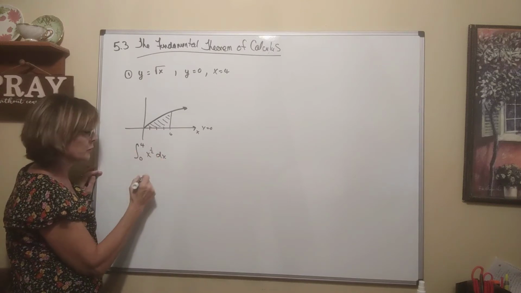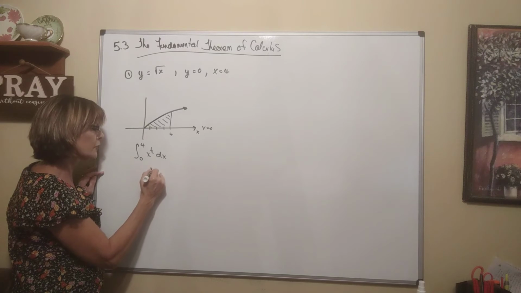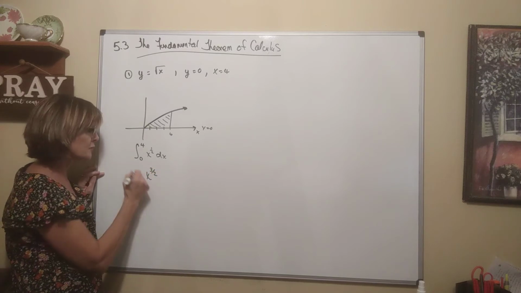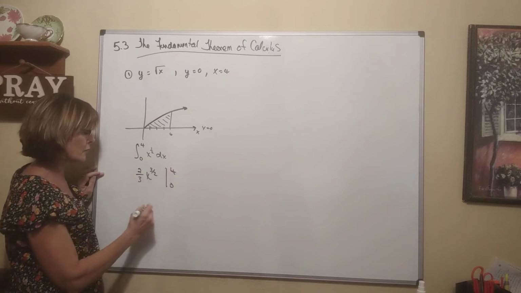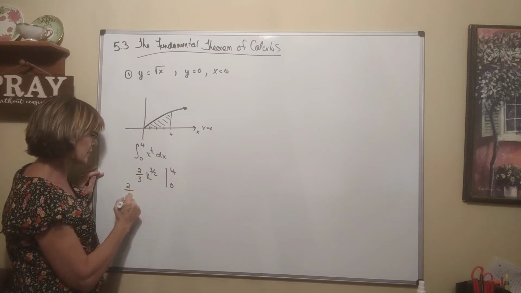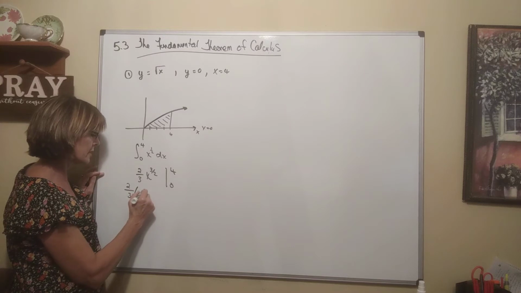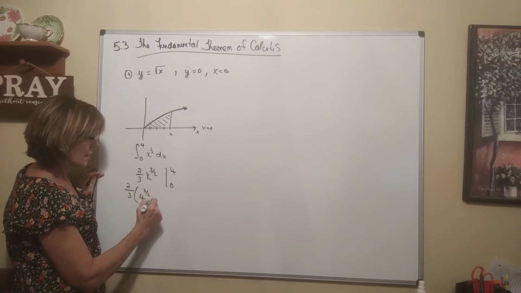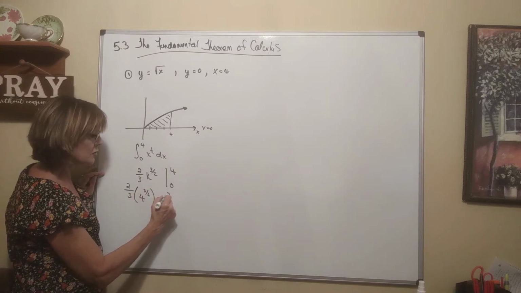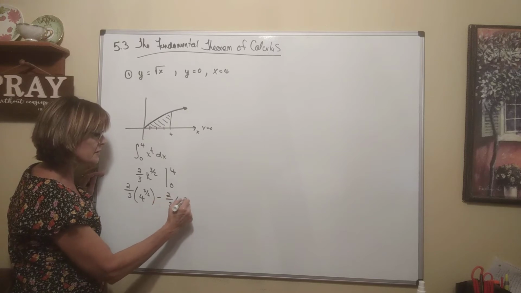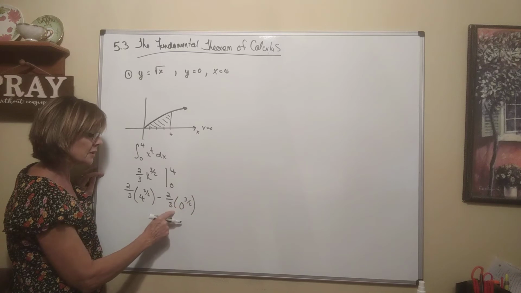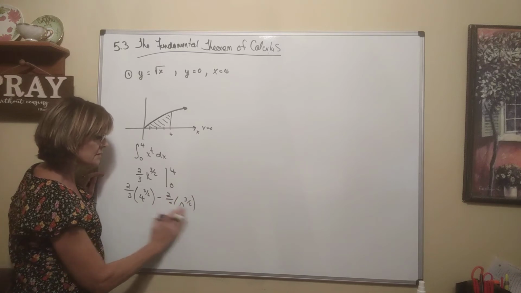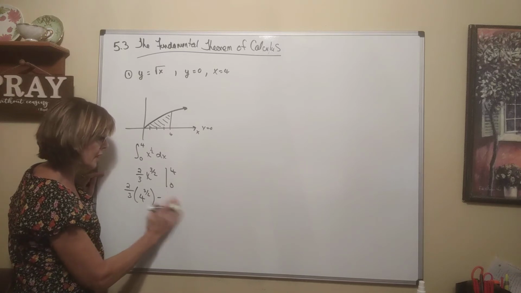This becomes x to the 1/2 plus 1, or 3/2, divided by 3/2, which is the same thing as 2/3. And we're going to evaluate this between 0 and 4. So this is 2/3 times 4 to the 3/2 minus 2/3 times 0 to the 3/2. All right, 0 to the anything is 0. 0 times anything is 0, minus a big old 0 right here is what happens here.